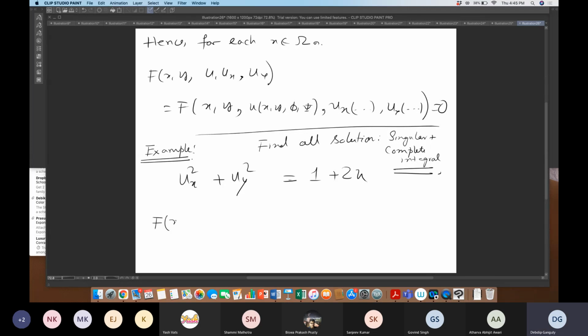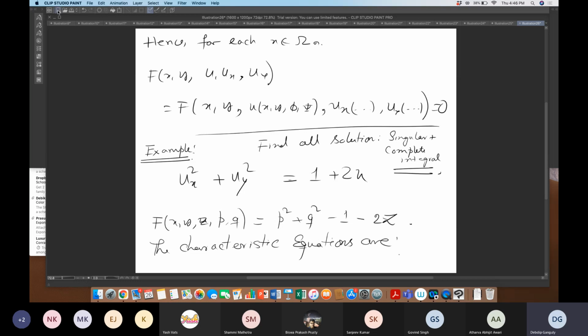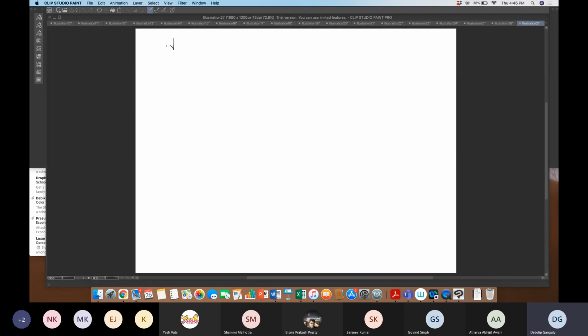For this equation, what is f of u, z, let's say p, q? It is p square plus q square minus 1 minus 2z. The characteristic equations are dx by dt equal to 2p, dy by dt equal to 2q, dp by dt is equal to 2p, dq by dt equal to 2p.